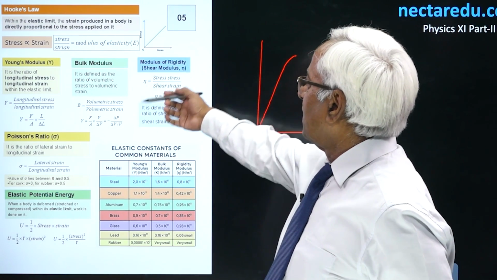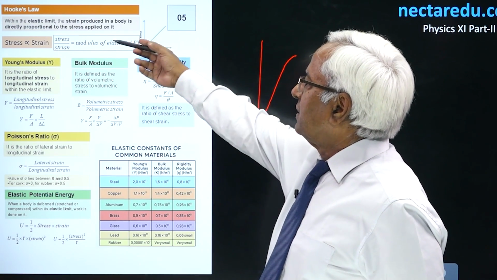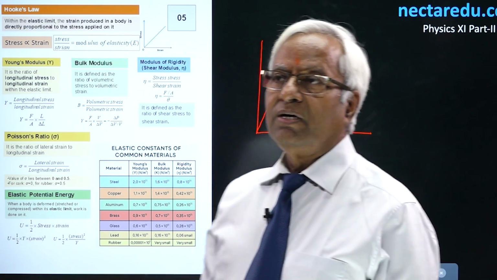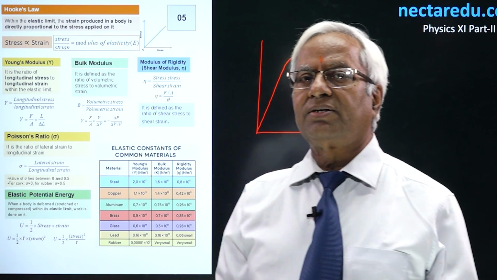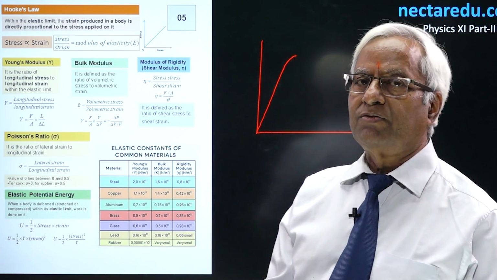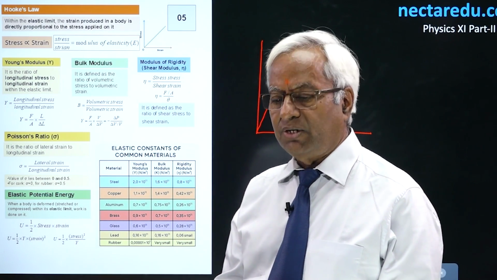When you plot the graph, this is a straight line. The ratio is known as modulus of elasticity. Remember, the reciprocal of modulus of elasticity is known as deformability. 1 upon E, that would be known as deformability.